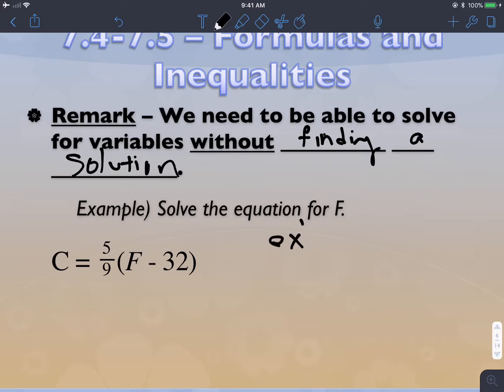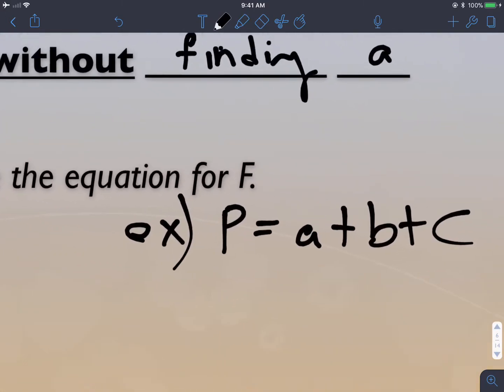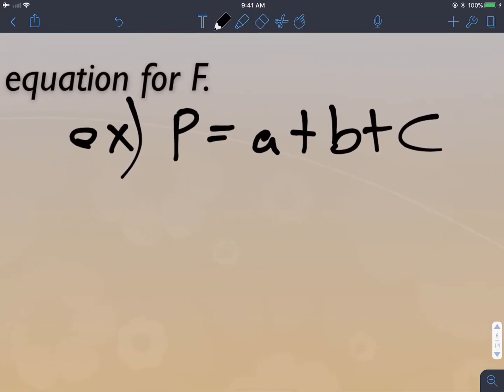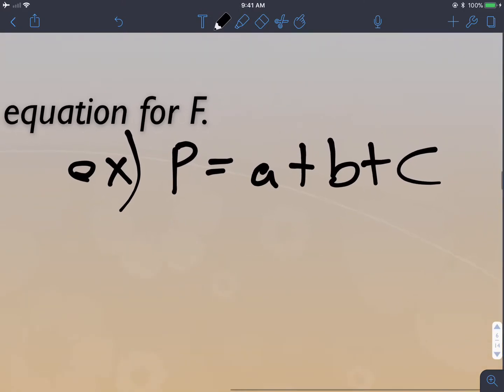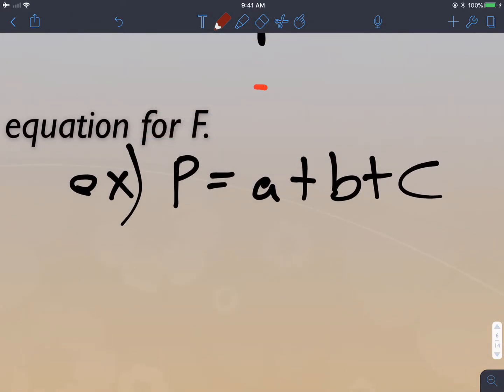So example, P equals A plus B plus C. There's no numbers there. And we're going to say solve for B.